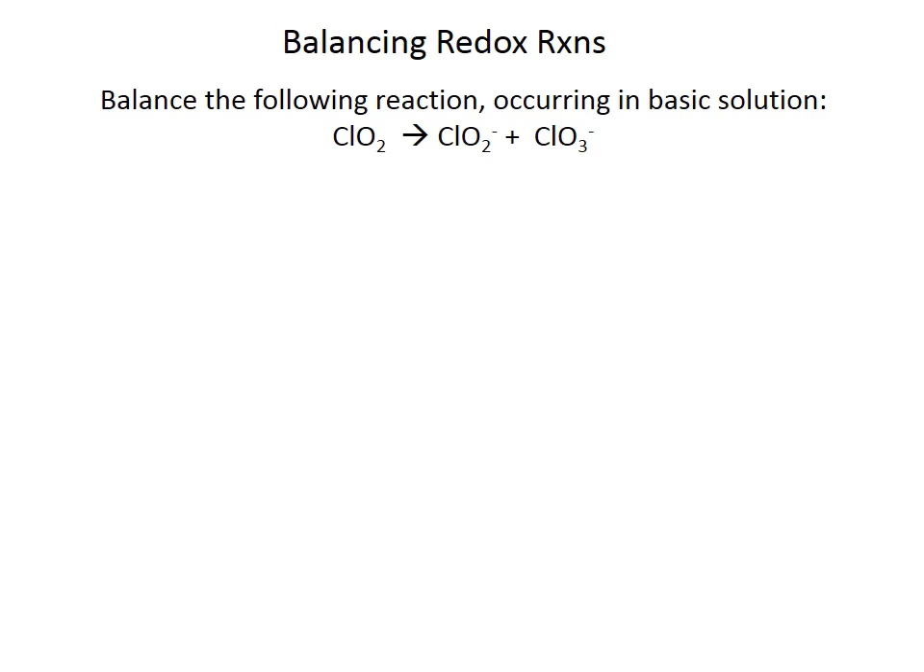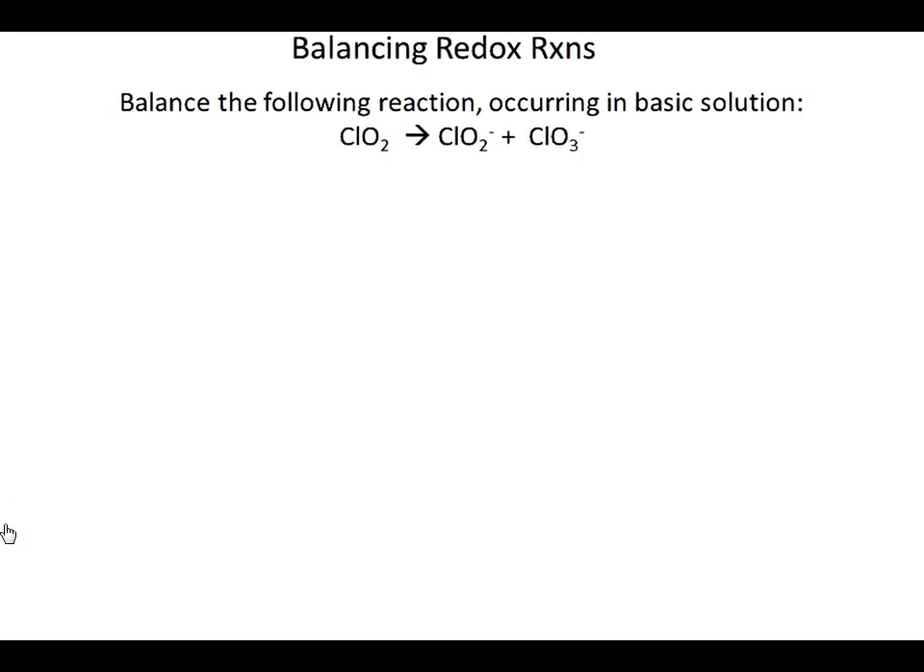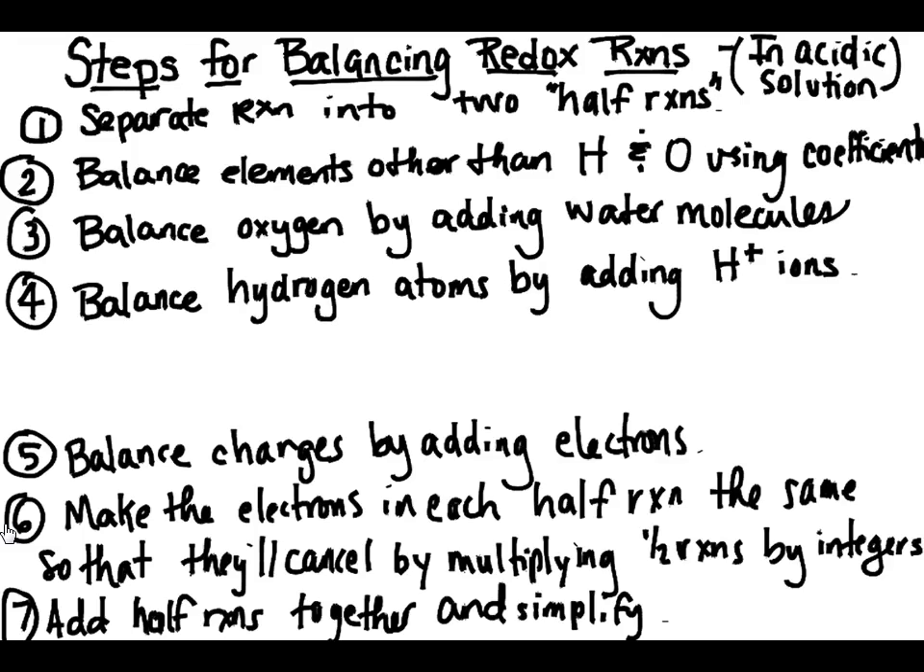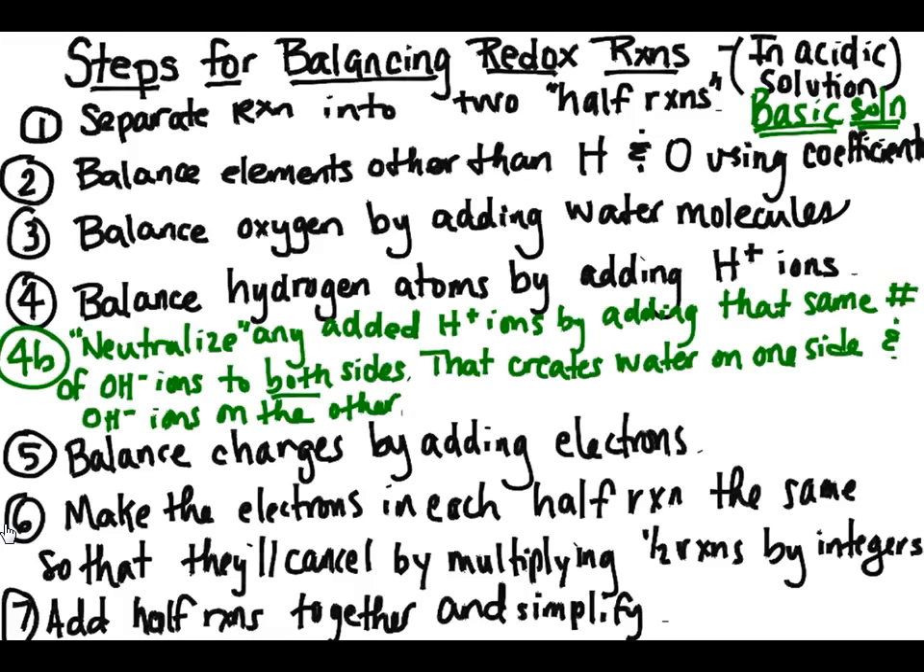Here we have the following reaction occurring in basic solution. This is the one we're going to use as our example. Next, we're going to do this reaction. It's going to be in basic solution. So we're going to modify our steps here. We're going to add in a step 4b because we're in basic solution now. So a basic solution is going to be everything in black with the addition of step 4b, which is in green, which you only do if you're in basic solution.